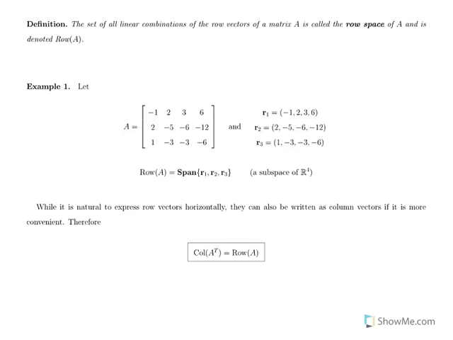except talking about the rows. The set of all linear combinations of the row vectors of a matrix A is called the row space of A and is denoted Row A. So let's look at an example.